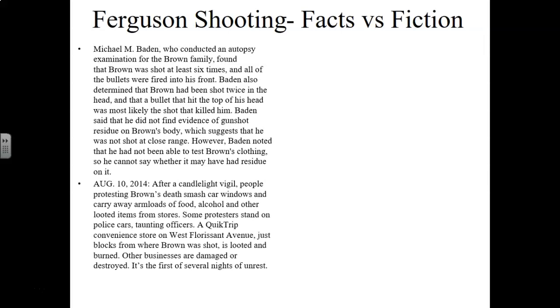The next day, after a candlelight vigil, people protesting Brown's death smash car windows and carry away armloads of food, alcohol, and other looted items from stores. Some protesters stand on police cars, taunting officers. A QuikTrip convenience store on West Florissant, blocks away from where Brown was shot, is looted and burned. Other businesses are damaged or destroyed. It is the first of several nights of unrest, and so this begins sort of the rioting portion of the history.